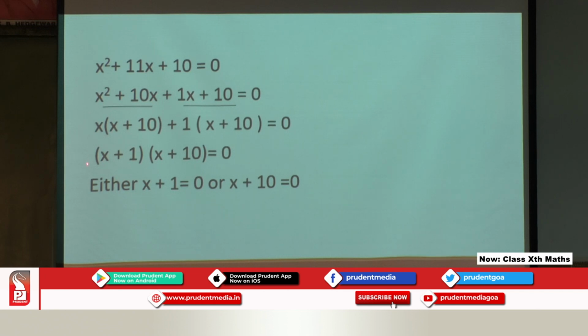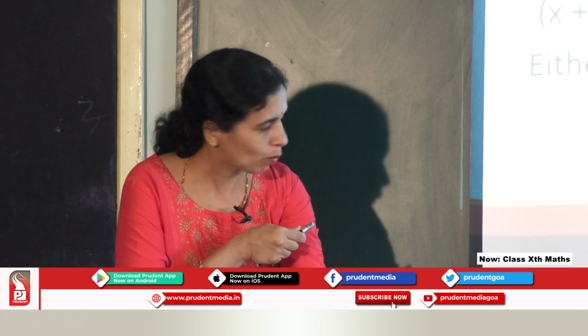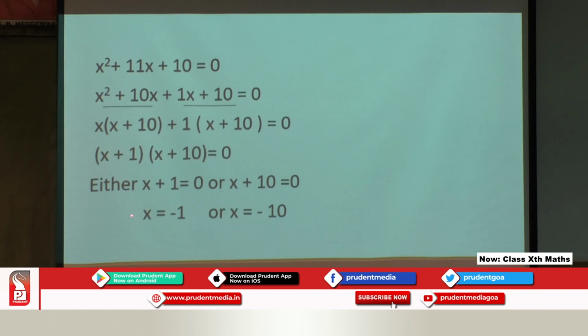So either x plus 1 is equal to 0, or x plus 10 is equal to 0. Therefore we should find out the value of x here, that is x is equal to minus 1, or here x is equal to minus 10. This plus 10, if you carry this side, the sign will change, that is minus 10. In the question it is asked to find the zeros. So the other two zeros are here minus 1 and minus 10.